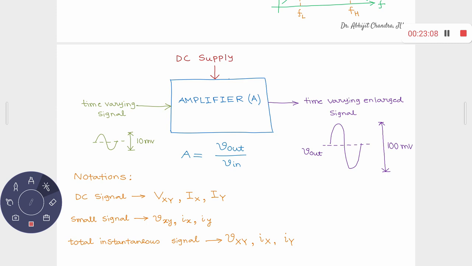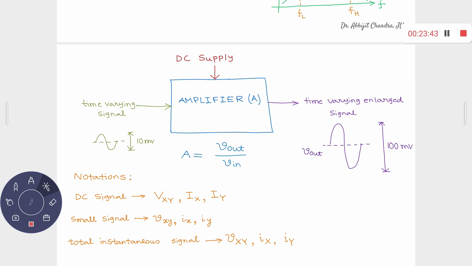Can you identify two such inputs provided to the amplifier? One is your DC supply, which has already been shown. The second one is your amplifying signal. So accordingly, if I am going to design an amplifier which is a linear or additive one, for a DC input you should have some DC output.